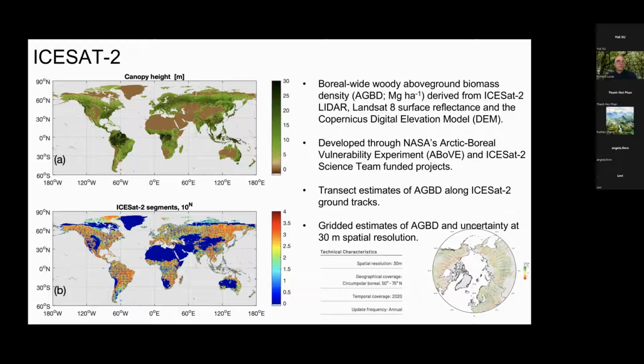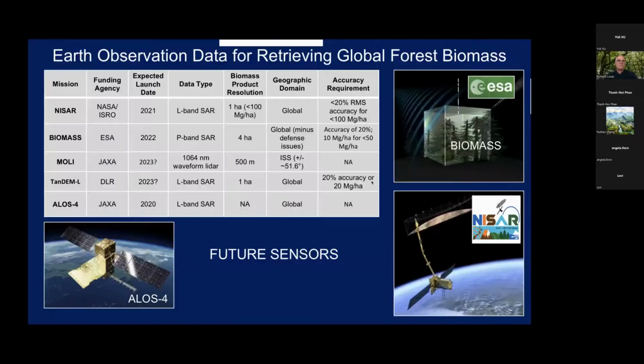There are ground track estimates of above-ground biomass along the tracks, and there are also these gridded estimates of above-ground biomass density and uncertainty. All of these products are associated with uncertainty. And the important thing is that it covers the boreal zone, which is missing with the GEDI.